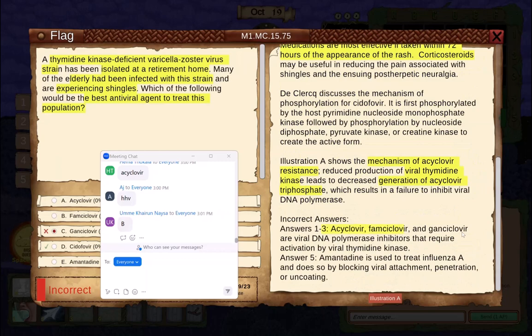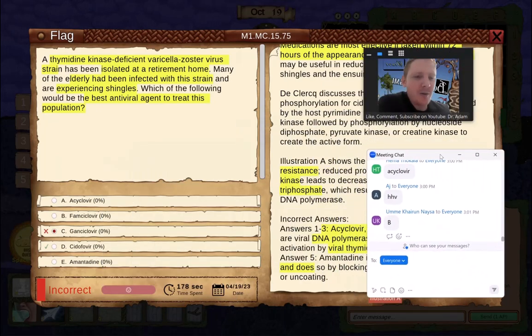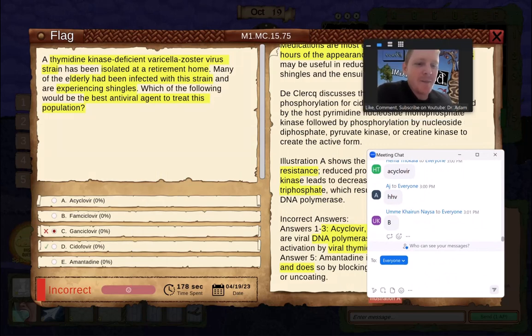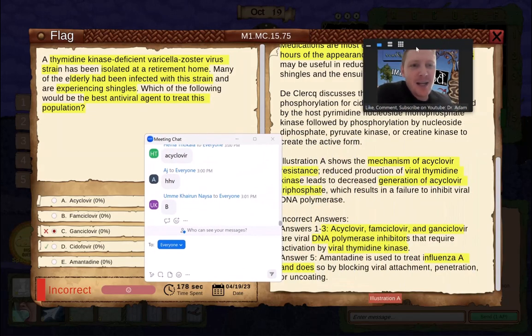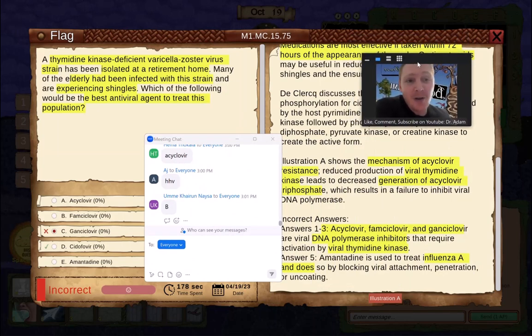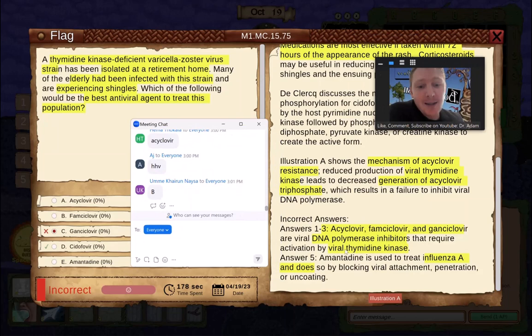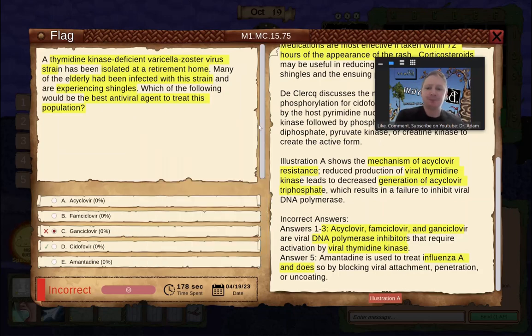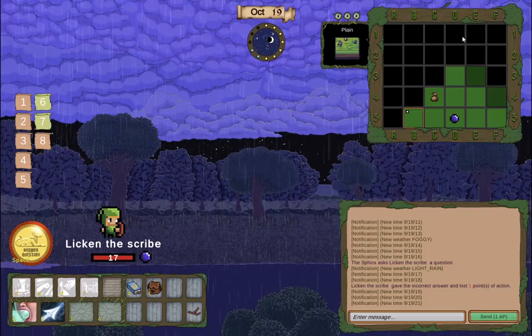They're saying 1 through 3 are all DNA polymerase inhibitors that require activation by viral thymidine kinase. So this is a good thing to know. It's a detail that certainly they do test. Amantadine is used to treat influenza. Have you ever heard about flu H1N1? H1 is how the virus gets into the cell and N1 is how the virus exits the cell. And so amantadine acts upon those pathways. And so it really has nothing to do with viral infections from herpes. So that was a really good question, actually.